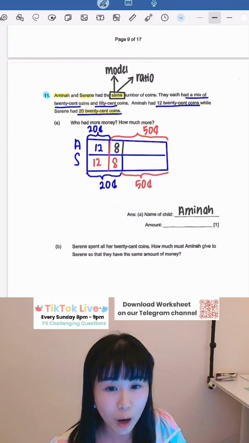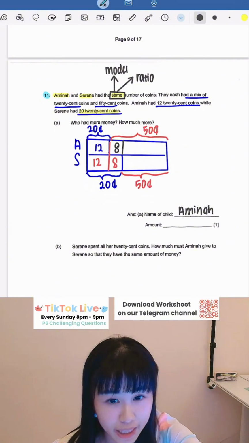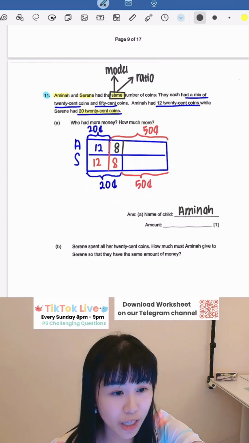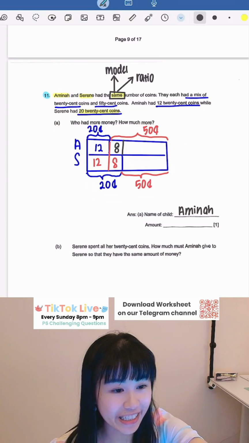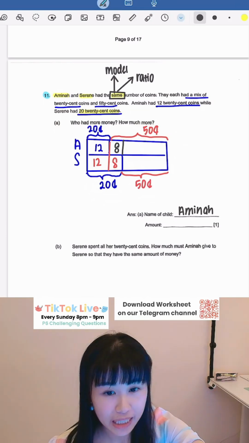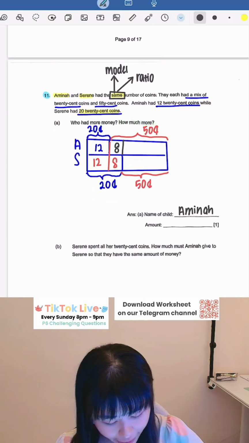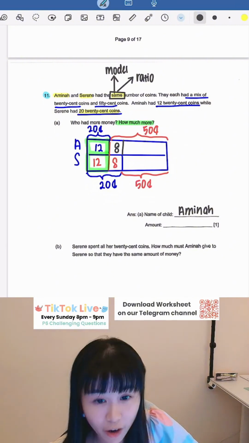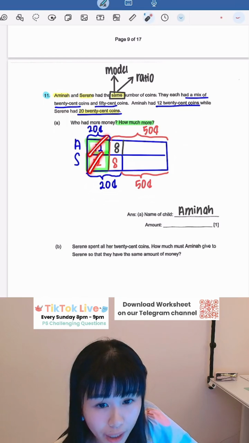Okay, how much more? Same logic, anybody that can already tell me the answer, feel free to let me know. Y'all tell me 8 times 0.5. Is that all? Will y'all also do something? Bearing in mind, if you want to know how much more, look at the parts that are the same first. You have 12 20-cent coins here, and 12 20-cent coins here. So they are the same. There's no difference, so this part no need to compare.